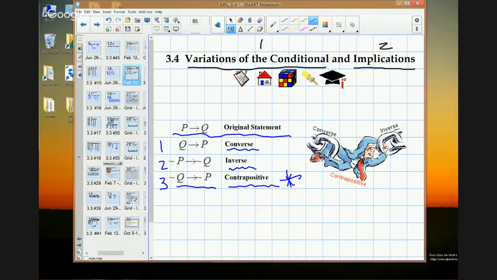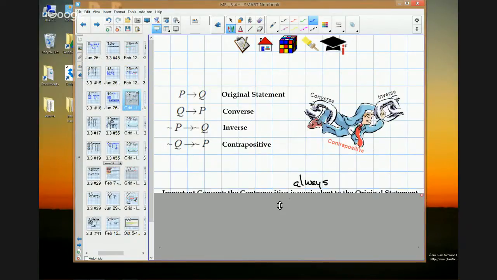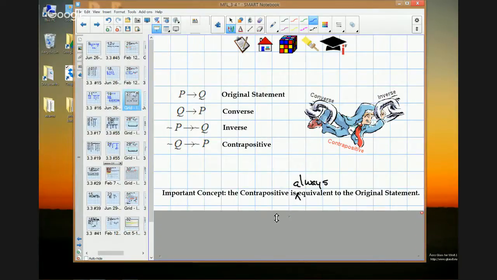Well, I'm jumping the gun a little bit. Let me go to the next page where I show some of this. Yeah, so here's basically what I just told you a few minutes ago. The contrapositive is always equivalent to the original statement. Let me give you an example of that.